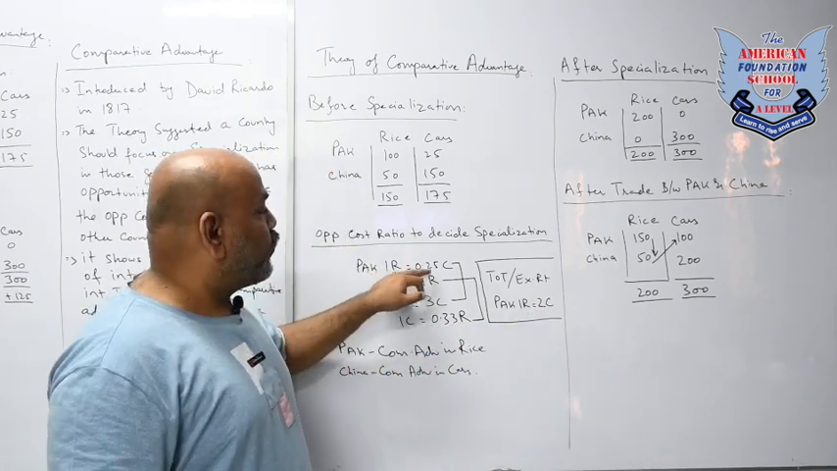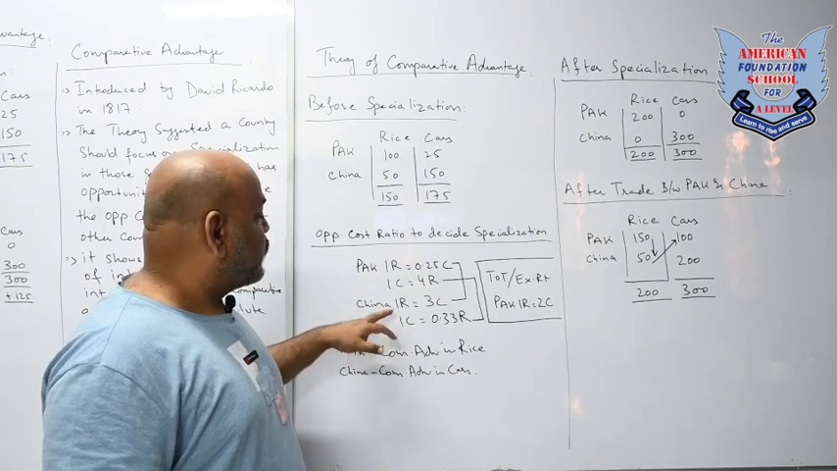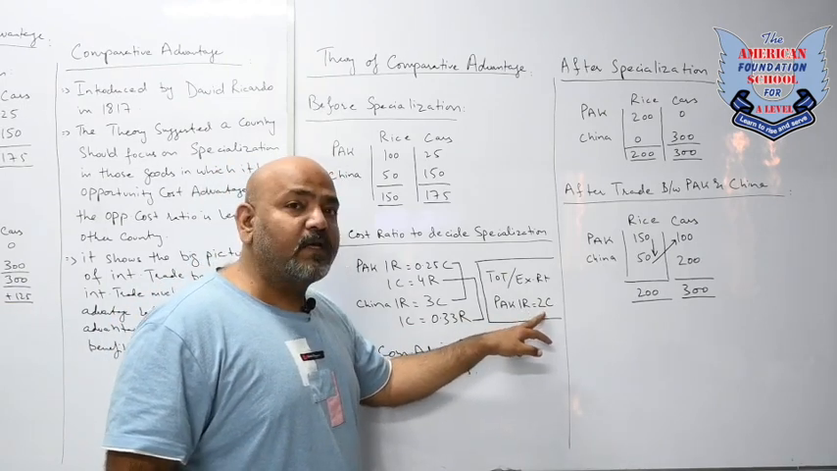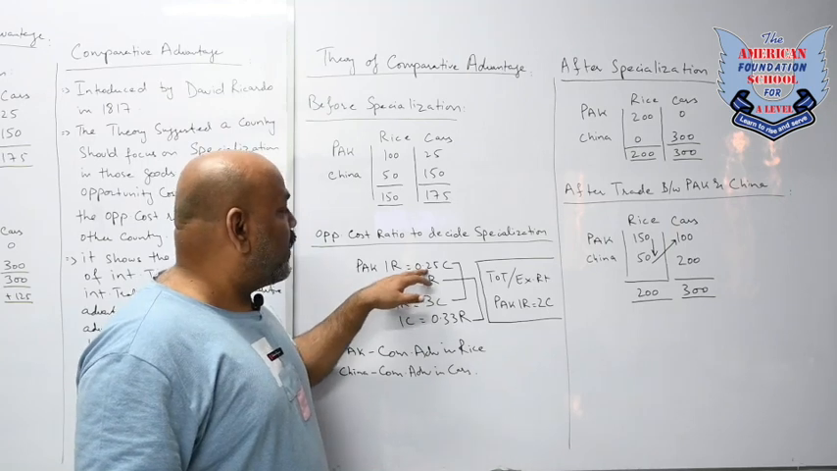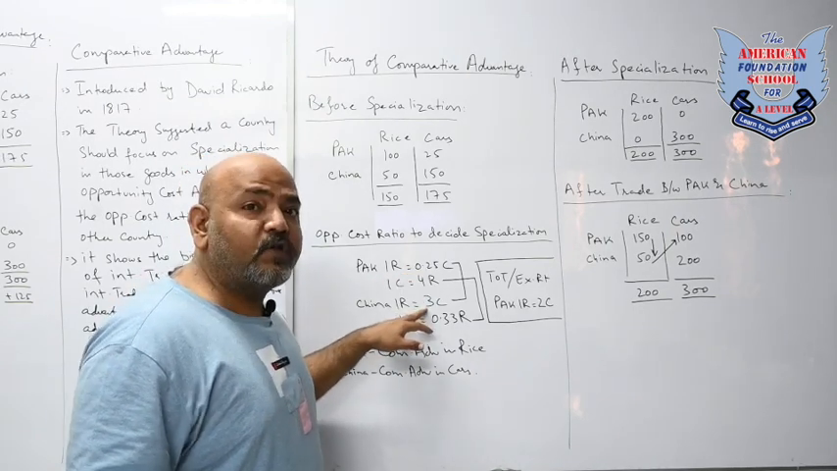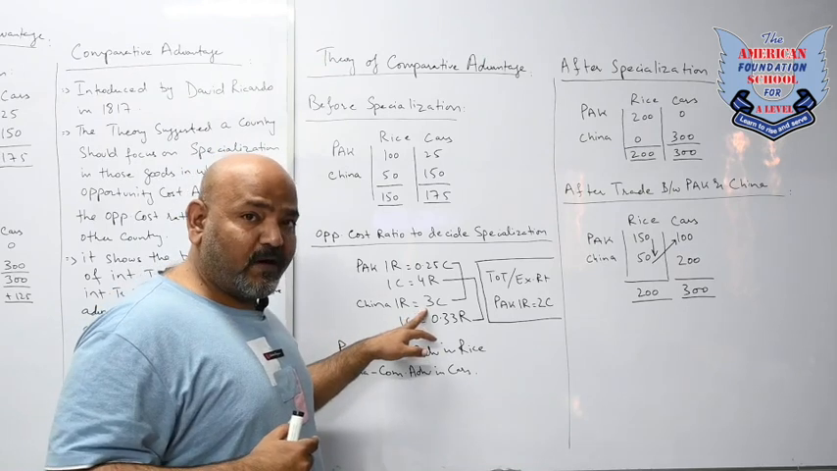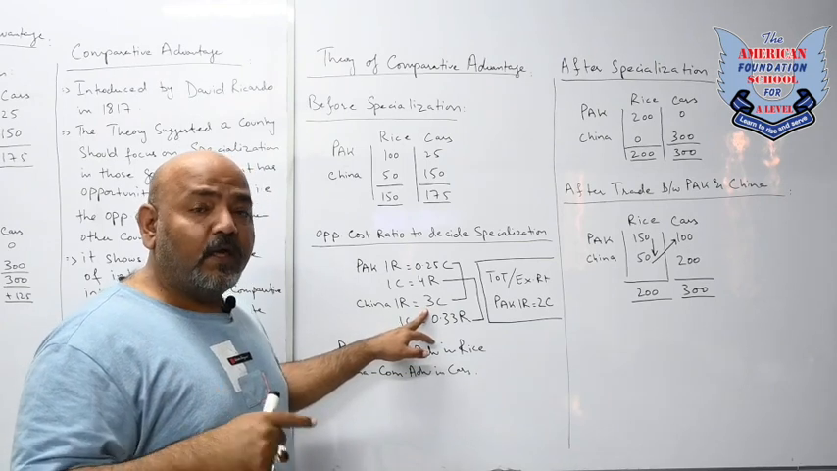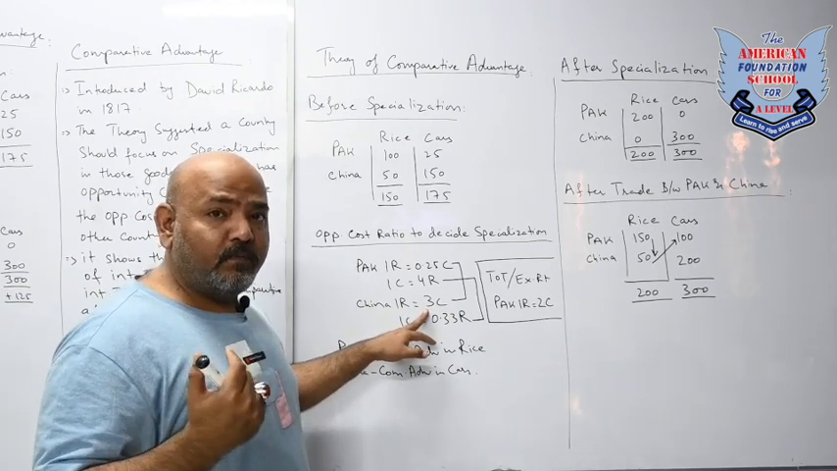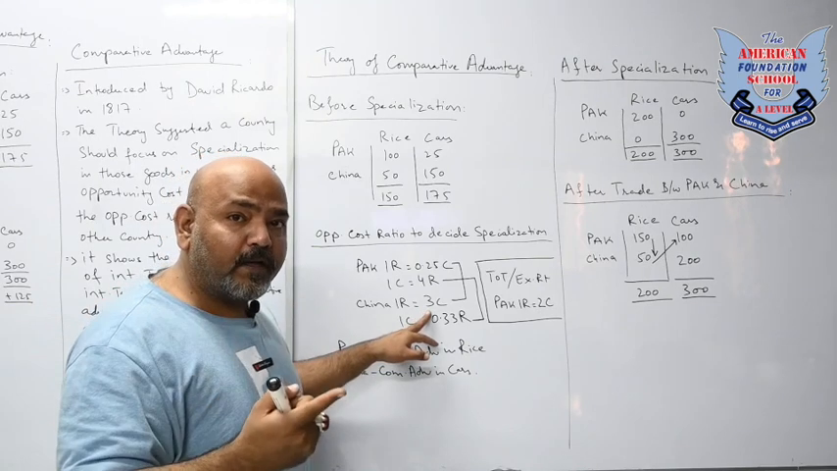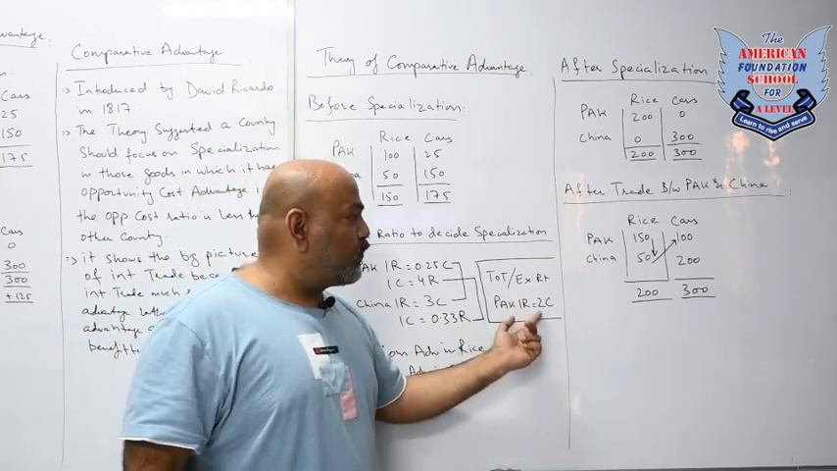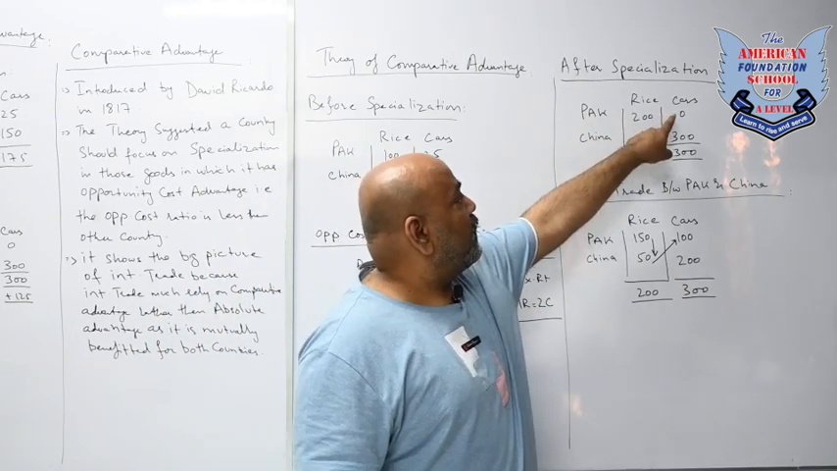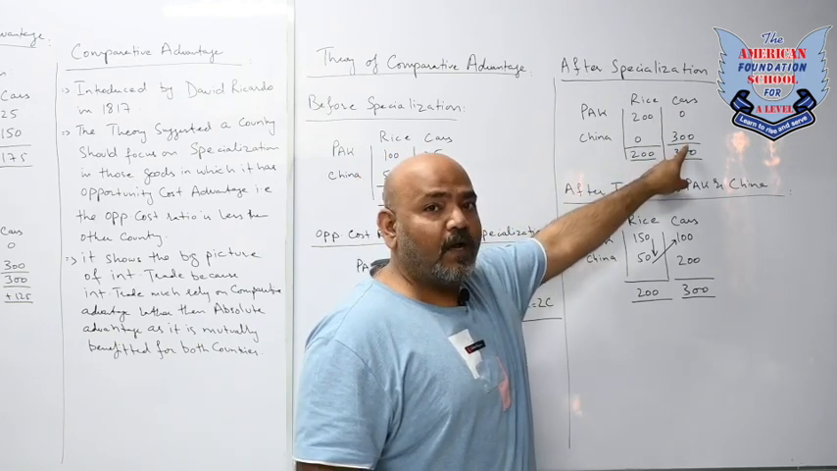For Pakistan, 1 rice equals 0.25 cars opportunity cost. For China, 1 rice equals 3 cars. It means the ratio of 1 rice equals 2 cars is mutually beneficial, as Pakistan will earn more and China will save its cost, because if China tries to produce rice, the opportunity cost is 3 cars. So it is better for China to import rice from Pakistan and export cars to Pakistan, and the ratio will be 1 rice equals 2 cars. Now look here, Pakistan has become a specialist in rice and China has become a specialist in cars.